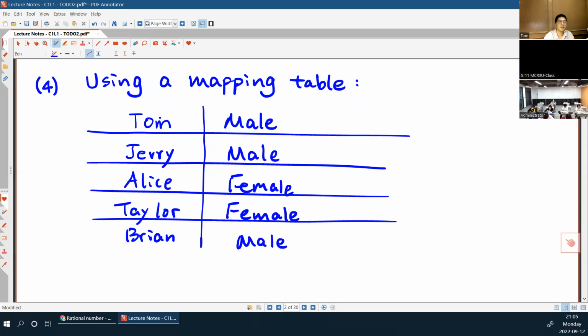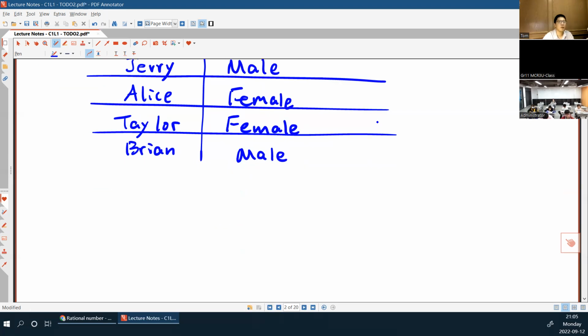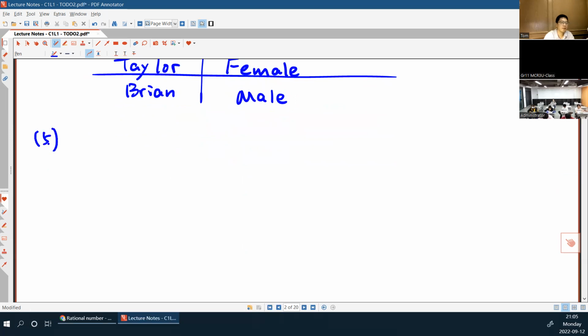Okay. For any given element in the first set, there is only one element in the second set that corresponds to the given element. So this is another type of function, right? It is described using a mapping table. So in essence, this is also a function relationship. Any questions? No? All right.